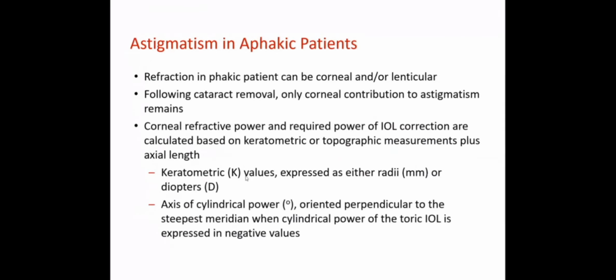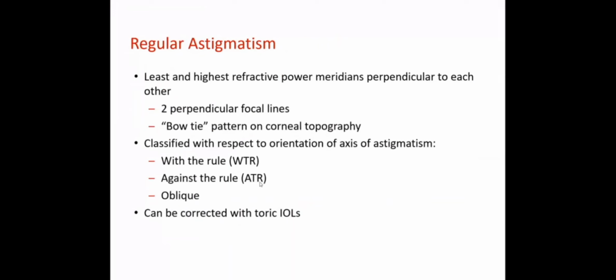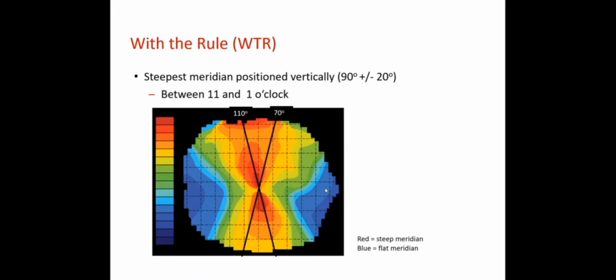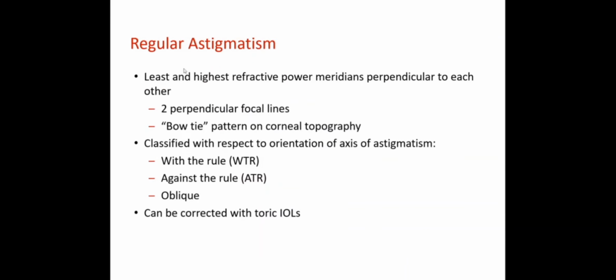So how do we show the astigmatism? If it's regular astigmatism, you can show it in terms of the cornea topography. When we talk about regular astigmatism, there are basically three types: with the rule, against the rule, and oblique astigmatism. And regular astigmatism can be corrected with toric IOLs.